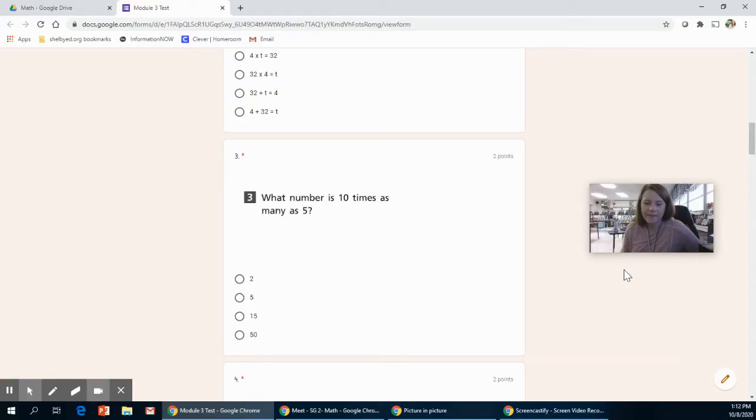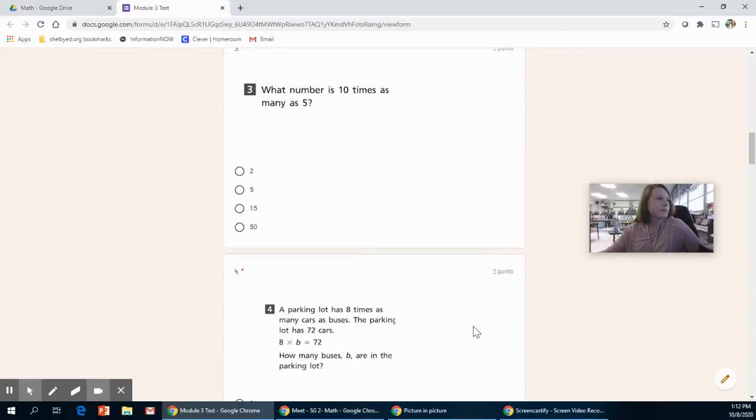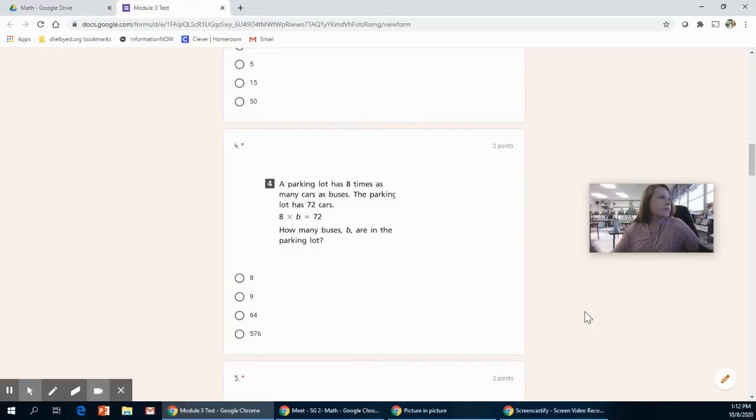Okay. Moving on to the next one. Number 4. A parking lot has 8 times as many cars as buses. The parking lot has 72 cars. So they go ahead and gave us the equation. 8 times B is 72. How many buses are in the parking lot? So 8 times what is 72?